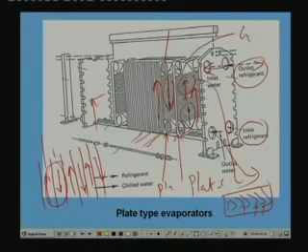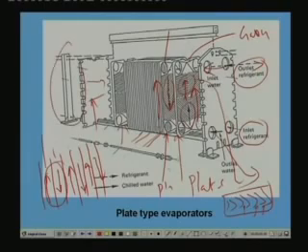For example, this is a gasket. Each plate will have a gasket on both sides, and the gaskets will prevent leakage of refrigerant and also provide the gap for flow passage. So when you stack the plates together and close it with the end plates, then a closed evaporator is formed, and the entire evaporator is assembled.